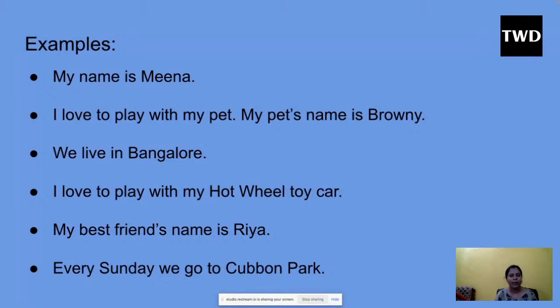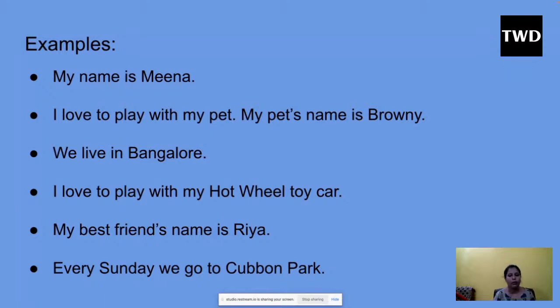We live in Bangalore. Bangalore is name of a city. I love to play with my Hot Wheel toy car. Now this toy car, Hot Wheel, has been manufactured by a specific company, and that's why this Hot Wheel here is the proper noun. My best friend's name is Ria. You can identify which is the proper noun here.